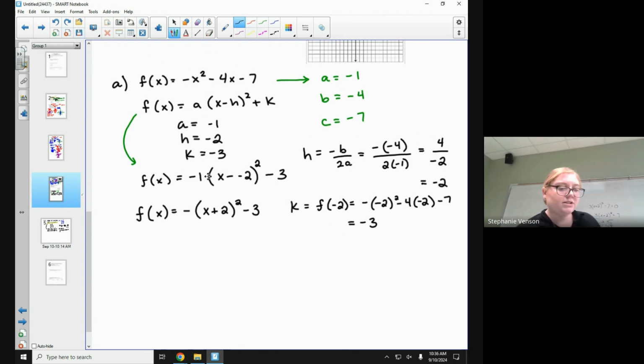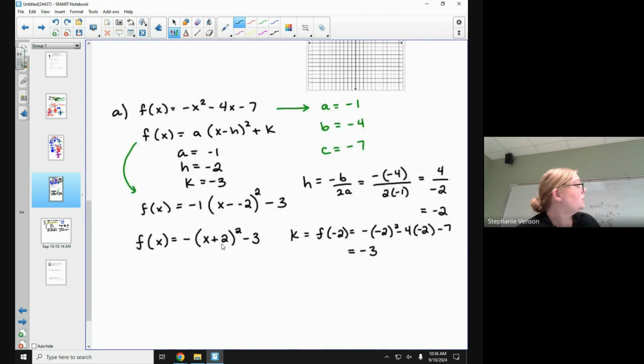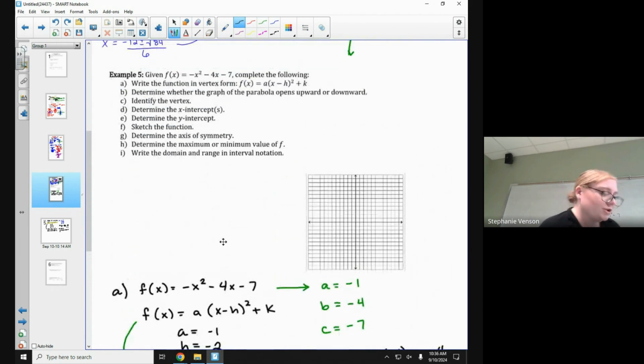Because again, the 1 is understood, and so we just need the negative on the outside. And of course, this double negative becomes a positive. Okay, so I'm going to come up here. I'm just going to write that in here so that I have it for reference and I don't have to keep scrolling down. So we have f of x equals negative, open parentheses, x plus 2 squared minus 3.